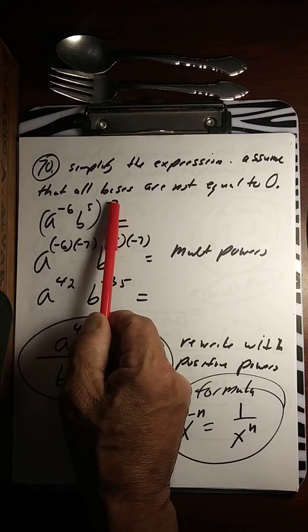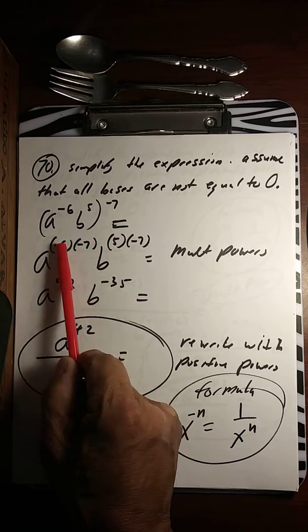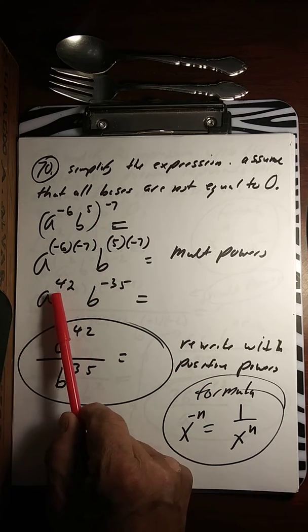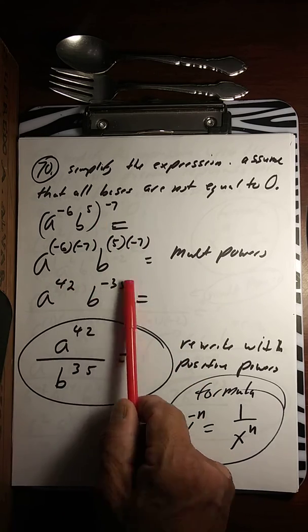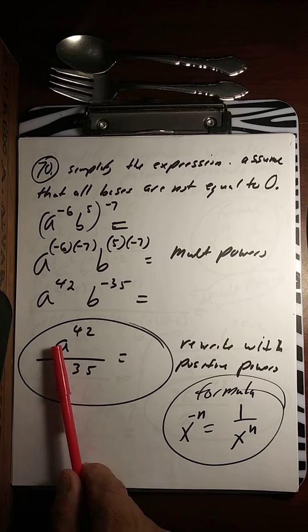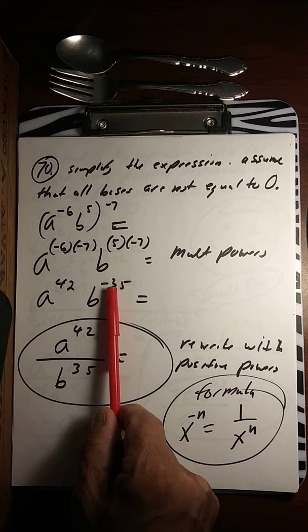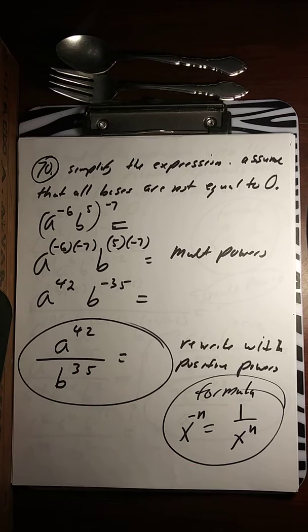Just multiply. Negative 7 times all these right here. So negative 7 times that, negative 7 times that. So a to the negative 42, b to the negative 35. But that's a negative power, so rewrite it as a to the 42 on top, and on the bottom denominator we're going to put b to the 35.